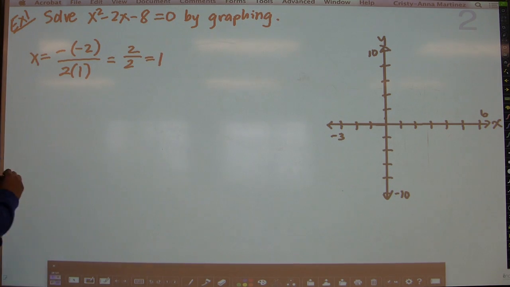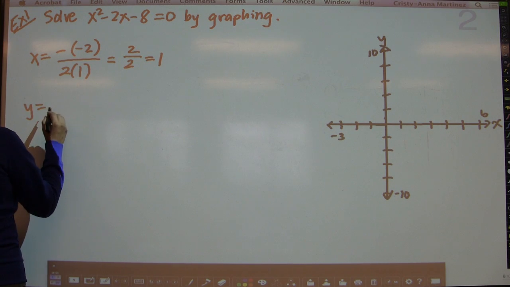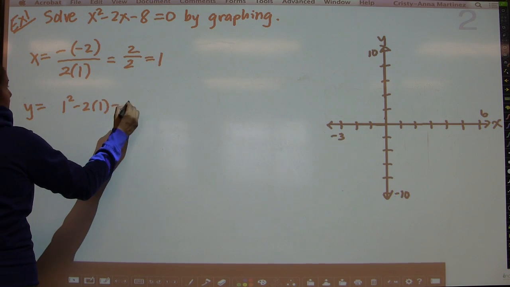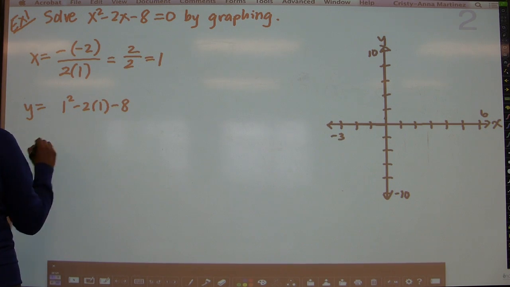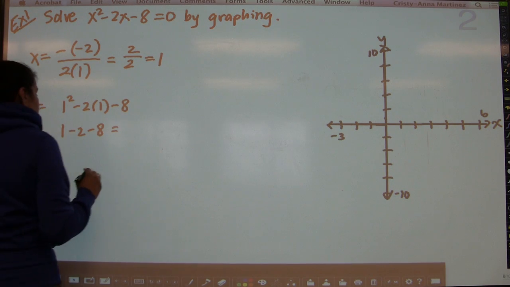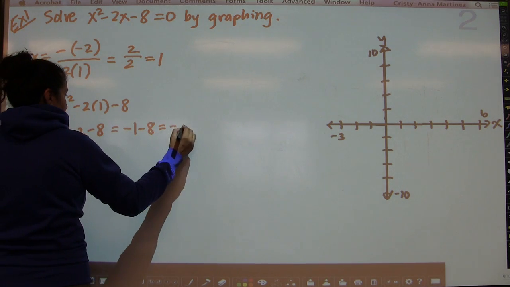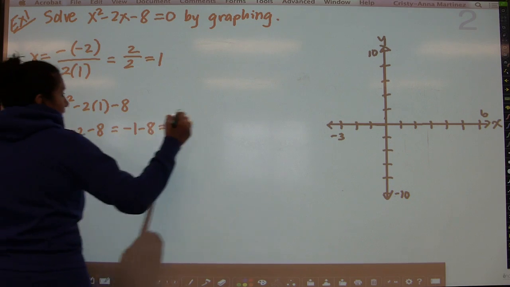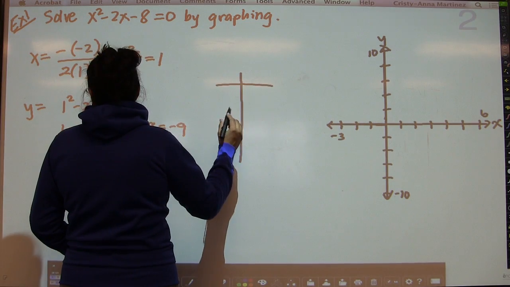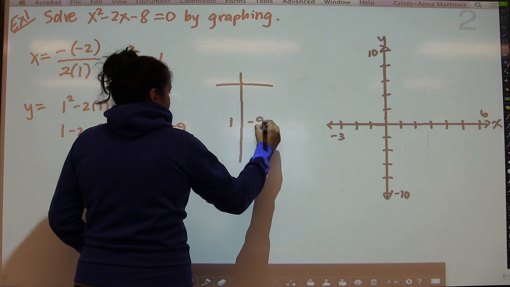So the x-coordinate of the vertex is going to be 1, and my y-coordinate is going to be 1 squared minus 2 times 1 minus 8. That's going to equal 1 minus 2 minus 8, and 1 minus 2 is negative 1, and negative 1 minus 8 is going to give you negative 9. So my vertex is going to be x equals 1 and y equals negative 9.